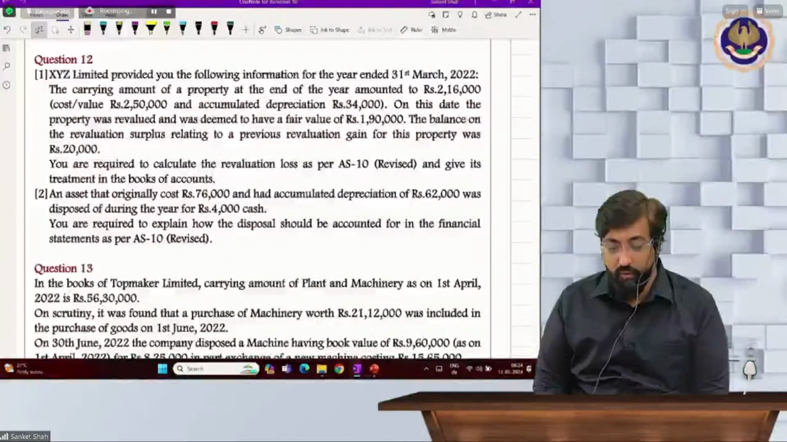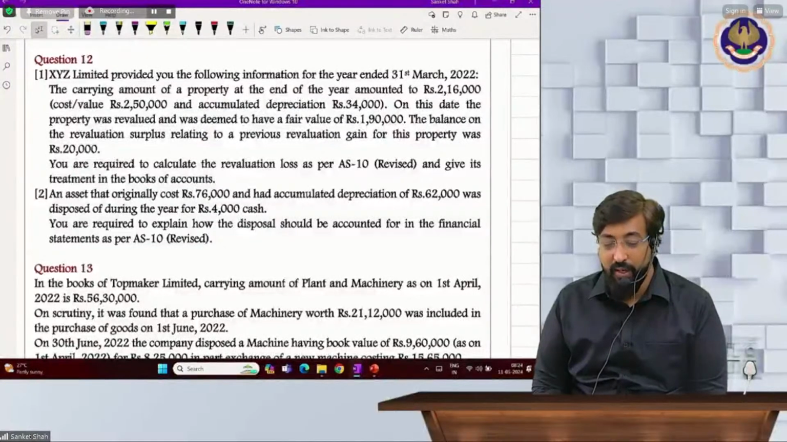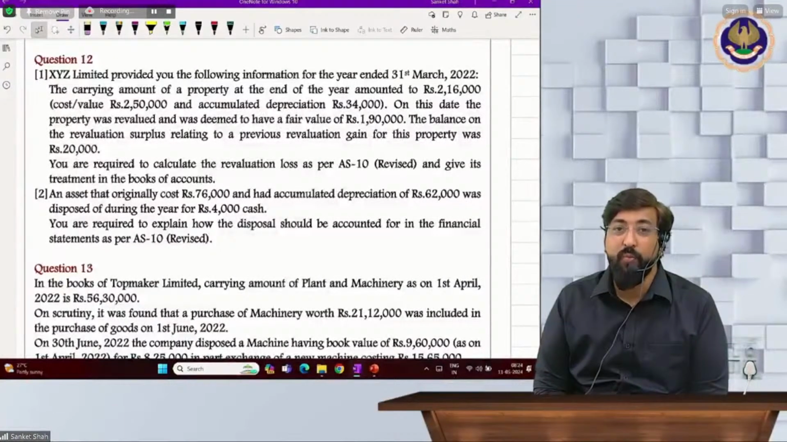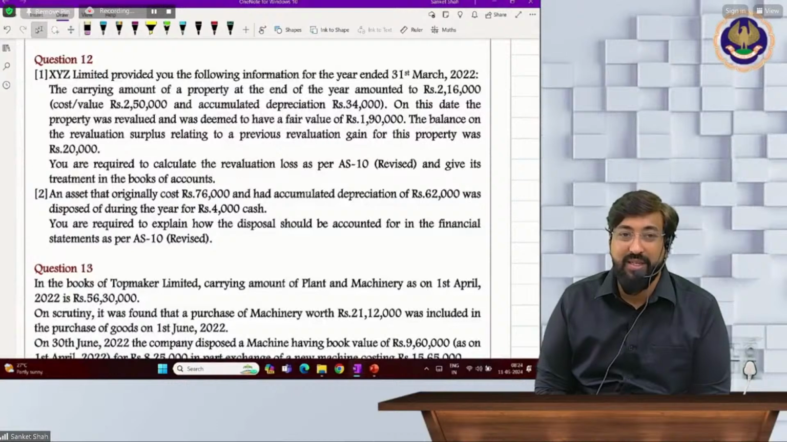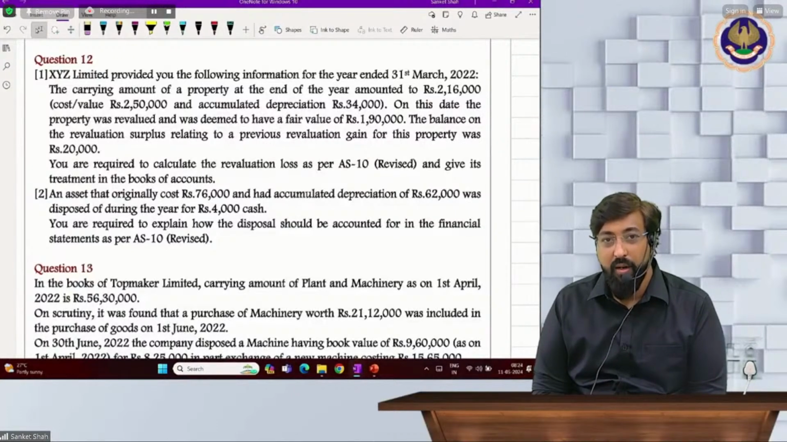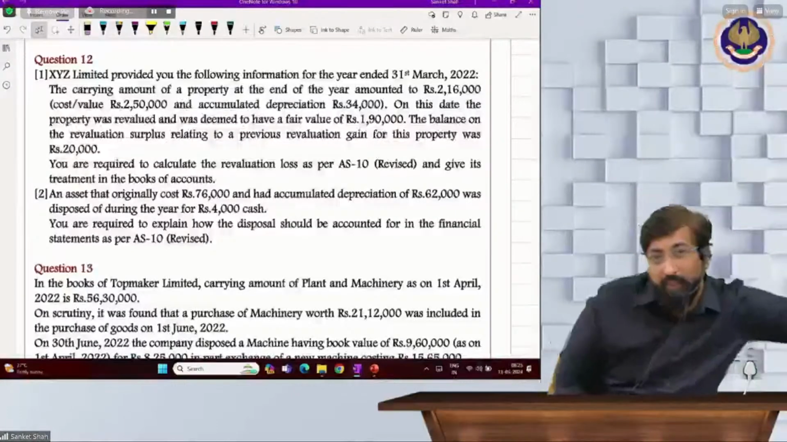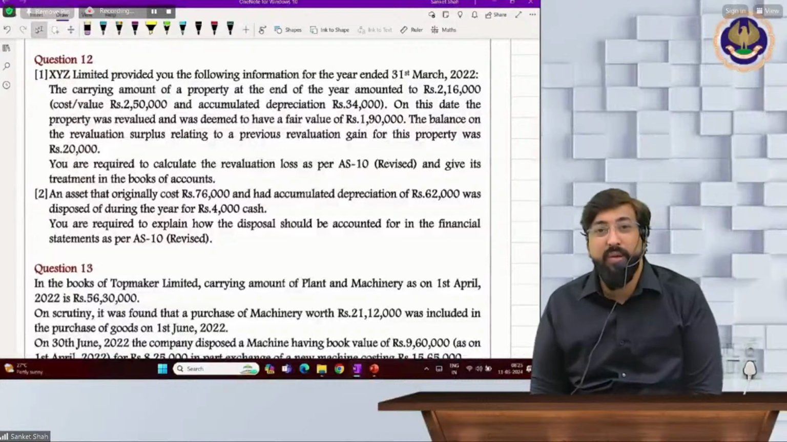Chalo. XYZ Limited provided you the following information. This is the last question, beta. You have to keep patience. In the CA course you have to keep patience. The carrying amount of the property at the year end is 2,16,000. How did you calculate the carrying amount? 2,50,000 and accumulated depreciation 34,000.